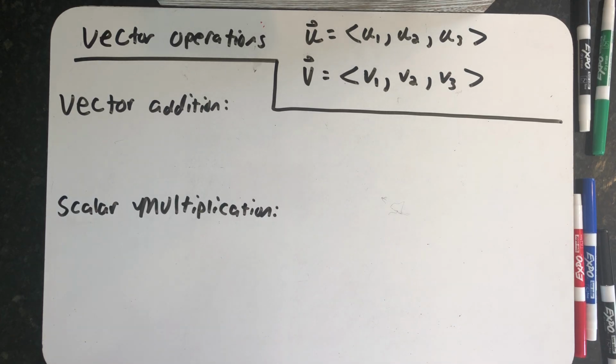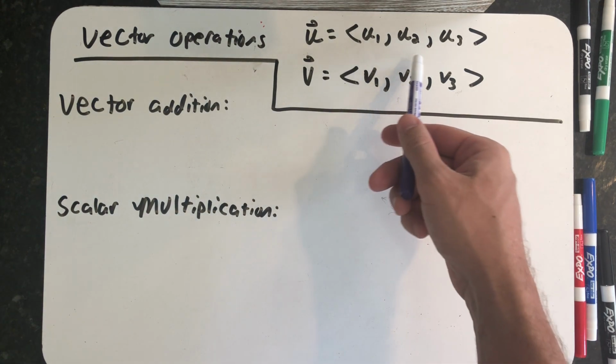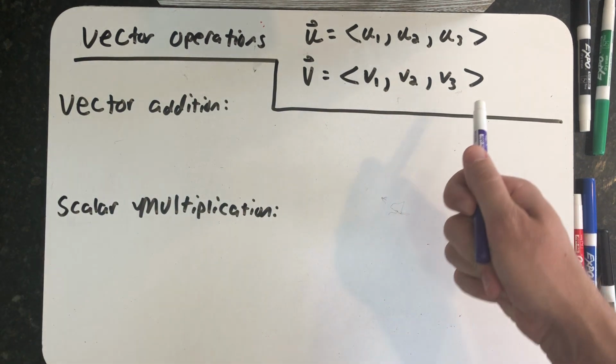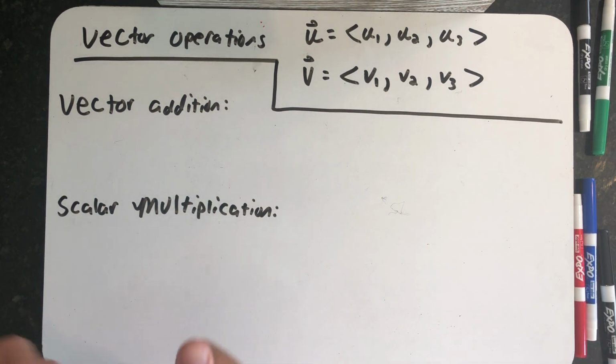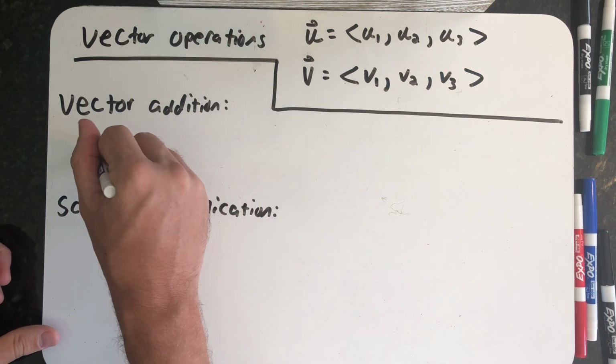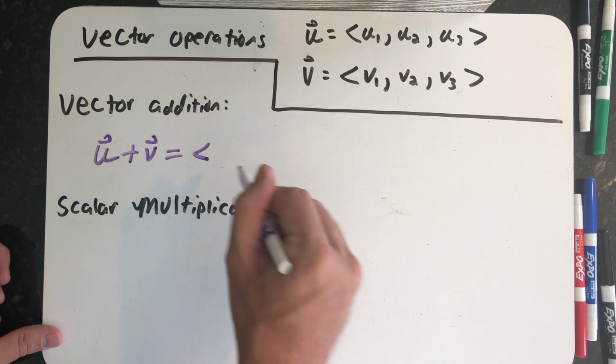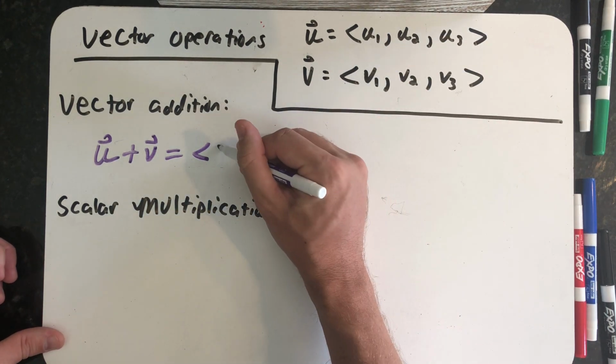Let's define two operations on vectors. Let u and v be vectors so that u is u1, u2, u3, and v is v1, v2, v3. We define the sum of two vectors, u plus v, to be the sum of each of their components.